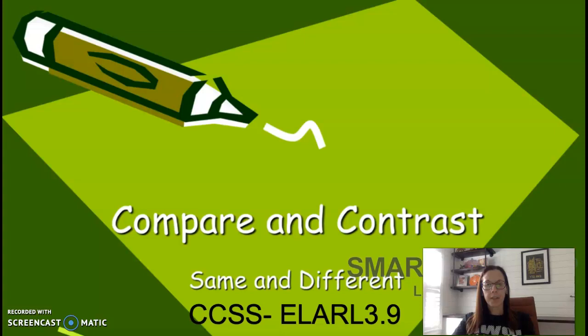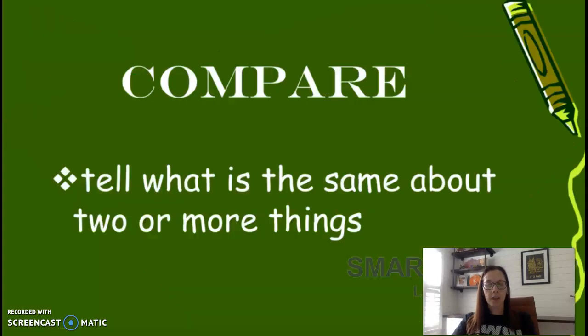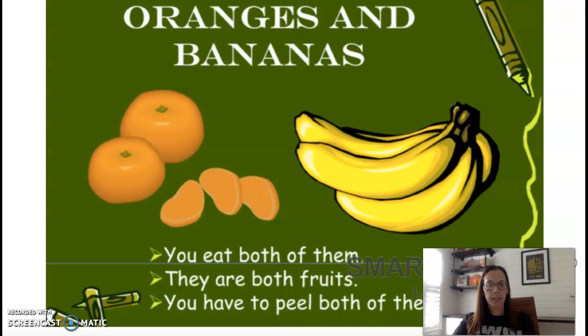All right, third graders, today we are going to be working on comparing and contrasting, and you know exactly how to compare and contrast because we have done it plenty of times before, so this should be review. Remember, comparing means the same and contrasting means different. All right, compare. Tell what is the same about two or more things.